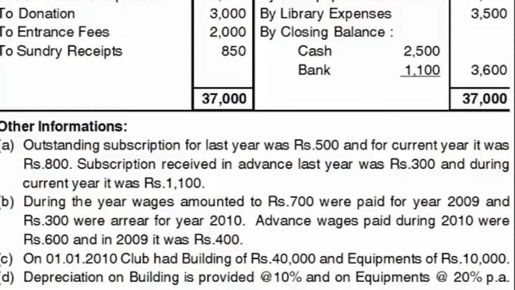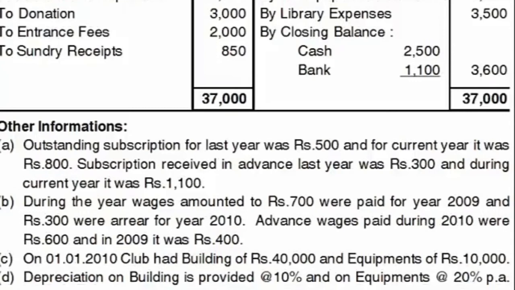Next adjustment. On 1st January 2010, the club had building rupees 40,000 and equipment rupees 10,000. Our current year is 2010, 1st January 2010 to 31st December 2010, right? Here the asset value is given on 1st January 2010. We know this is the closing value of building and equipment of last year, correct? This building belongs to 2009.